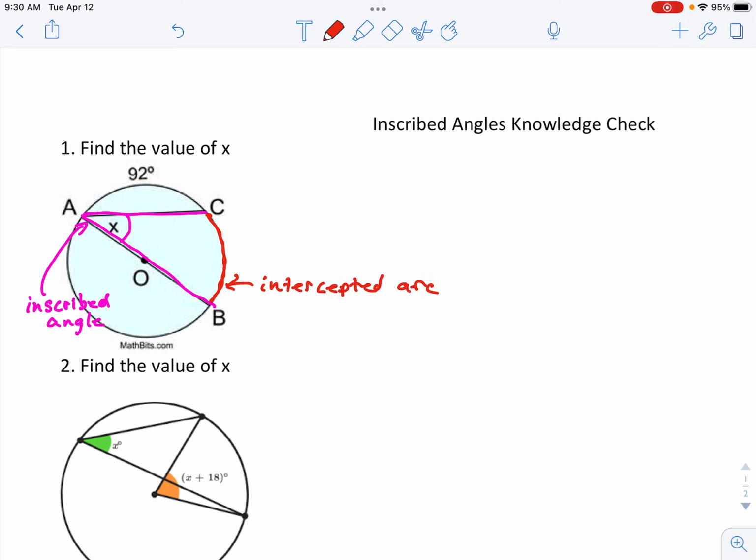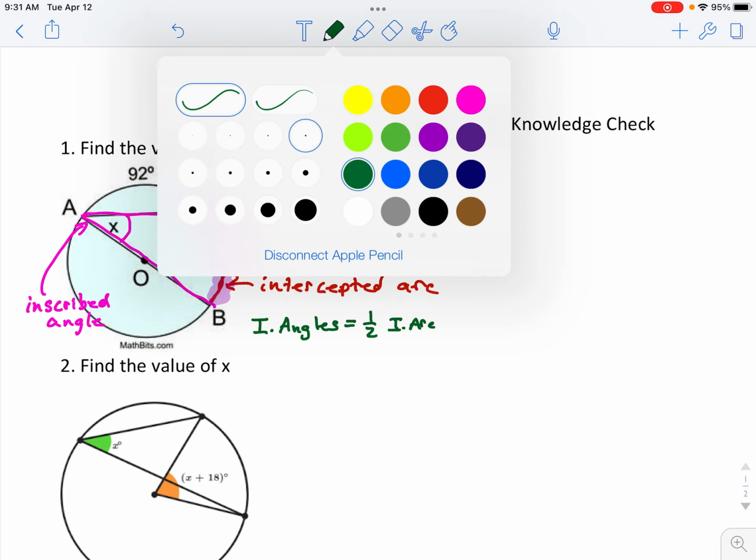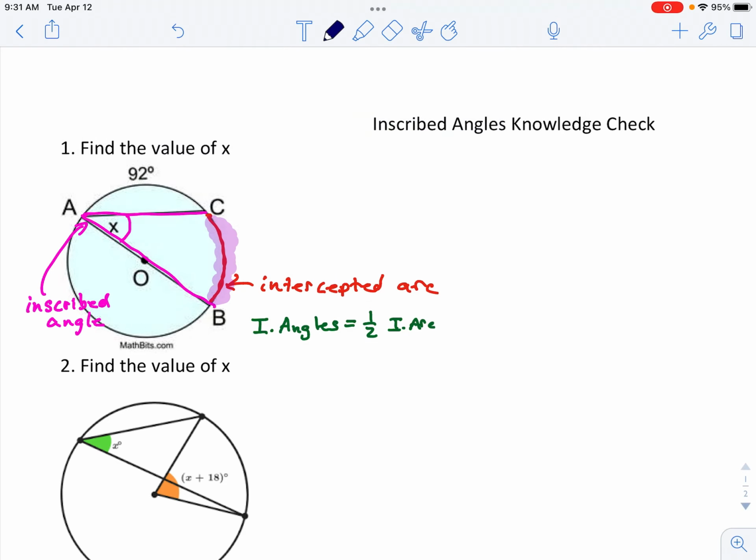All right. Now, as we're going to see, the fact is, inscribed angles are equal to half the intercepted arc. All right, so we need to find this arc measure right here and then just divide it by 2. So how we're going to do that is AB right here.